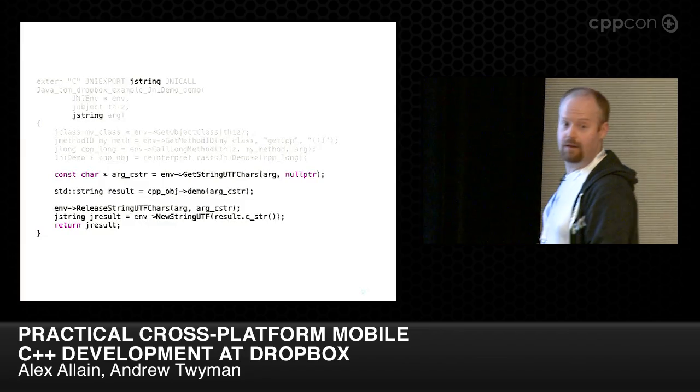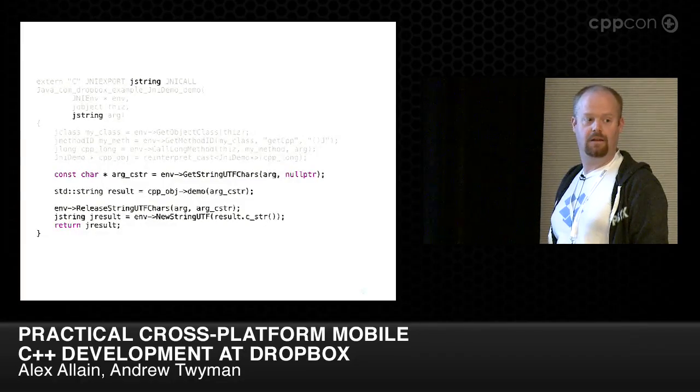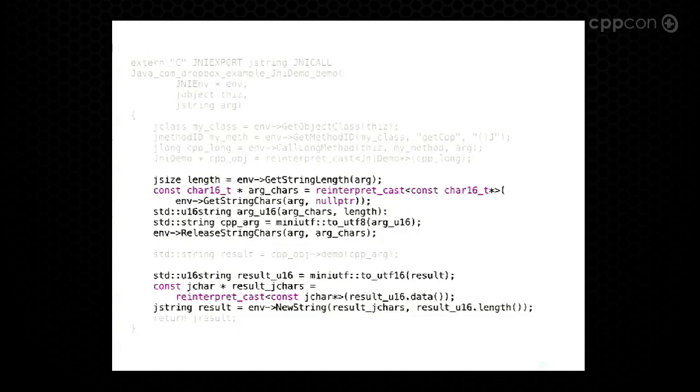There's actually another bug. Anyone see it? More obscure. But this also, because it uses C strings, can't handle embedded nulls. If the string has an actual null character in it, we're going to truncate the string. So here's a version that deals with that.